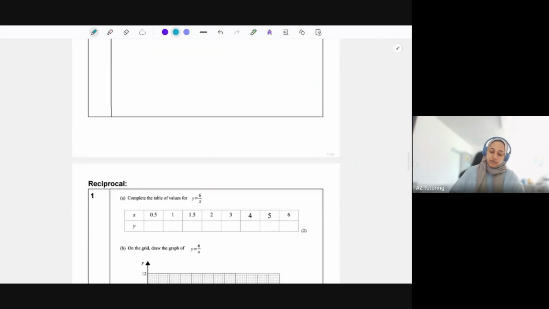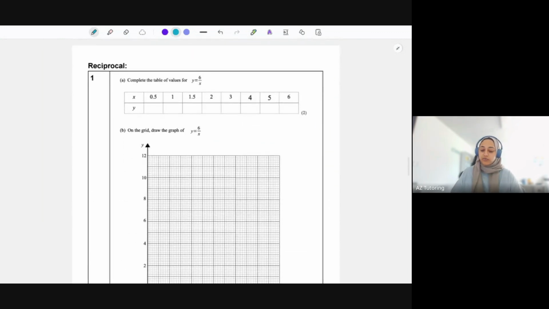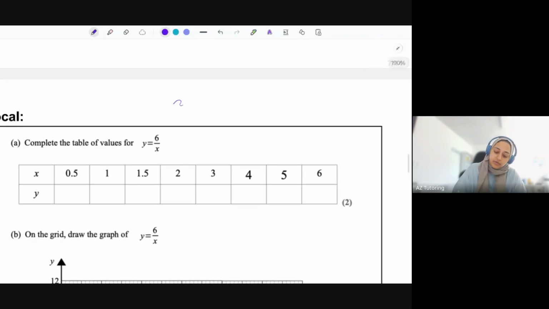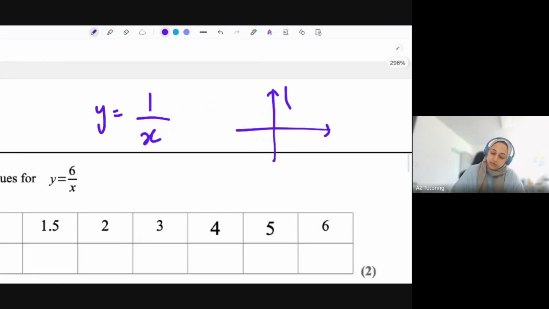Let's move over to a different graph. We've now got reciprocal graphs. Now remember, reciprocal graphs are of the form y equals 1 over x, or anything over x. So in the question, we've got 6 over x. Now the way they look are like this. So 1 over x would look something like this.